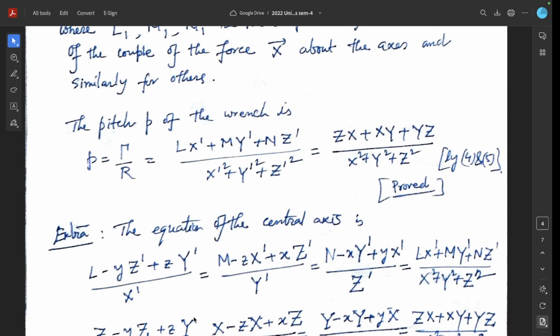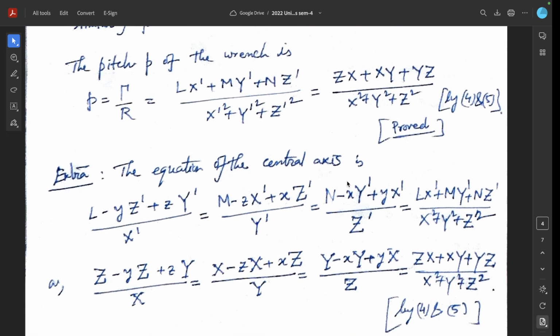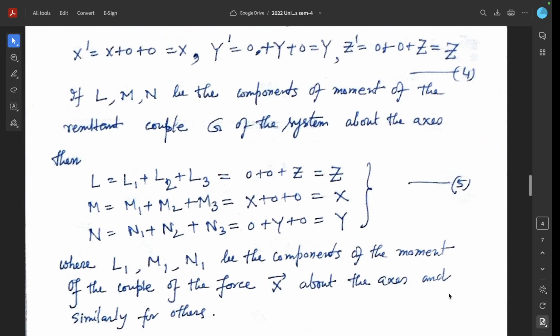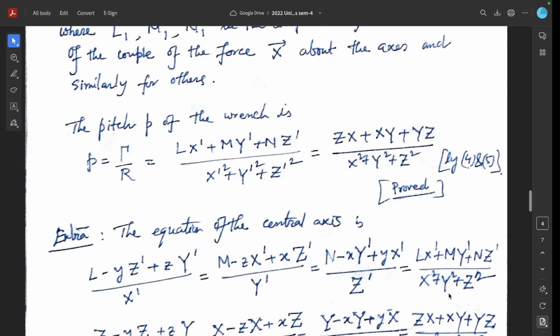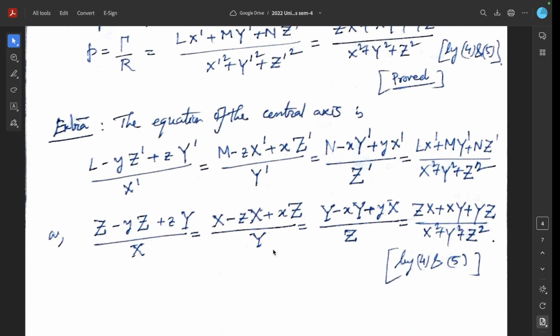Now, the extra portion is the equation of the central axis. The equation of the central axis is given by this formula: (L minus yZ dash plus zY dash), where small y, small z are the coordinates and capital X, capital Y, capital Z are the components of the forces. After simplifying, using the values of X dash, Y dash, Z dash from 4 and 5 and eliminating, we get the equation of the central axis as this.